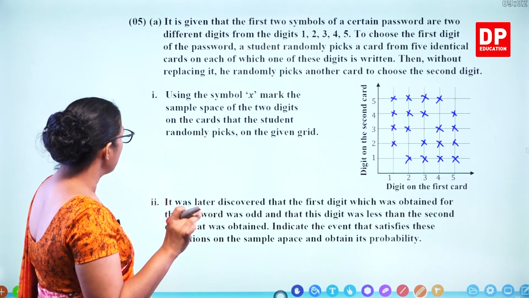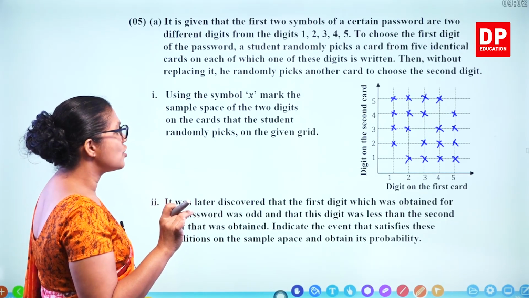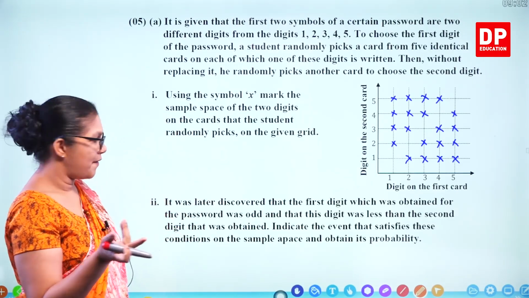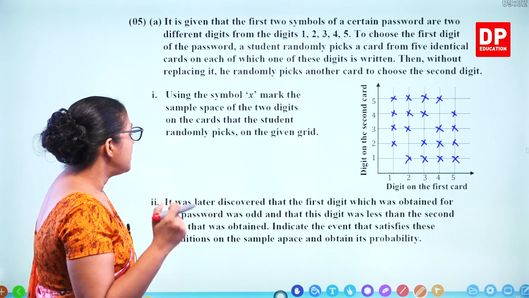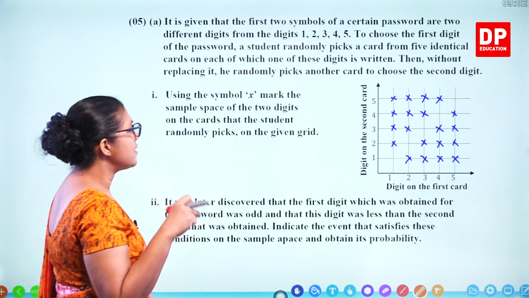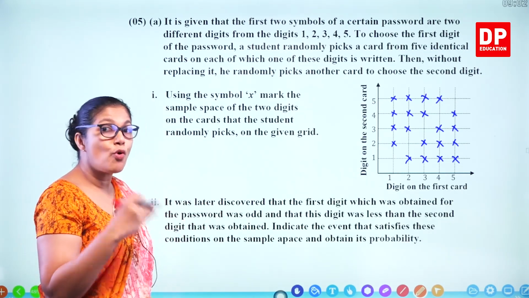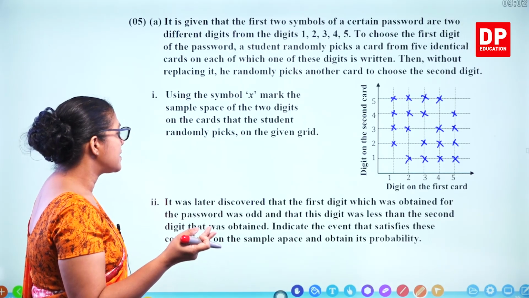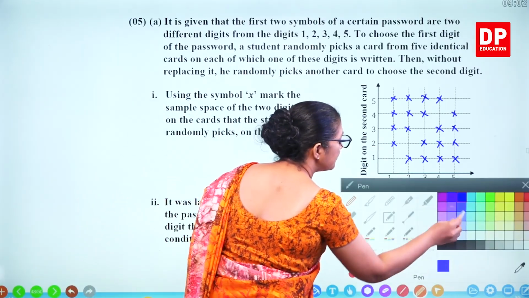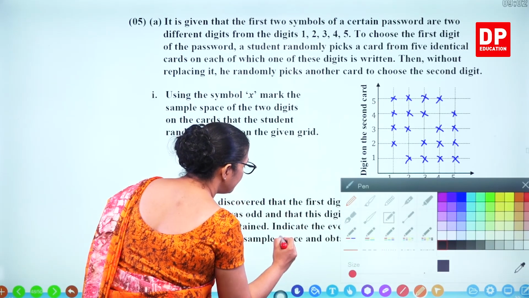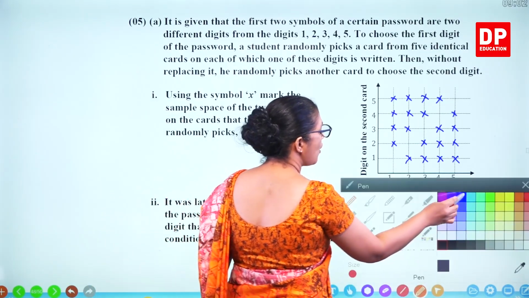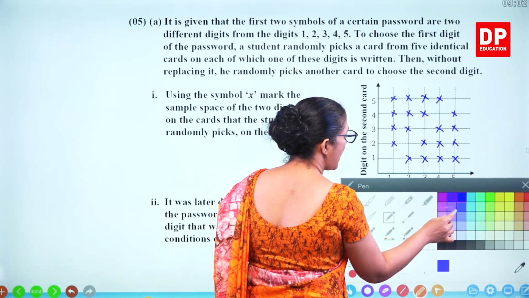And it says, it was later discovered that the first digit which was obtained for the password was odd. So 1, 3, 5. And that this digit was less than the second digit that was obtained. So this number is less. So that means the second digit is more than the first one. Indicate the event that satisfied these conditions on the sample space and obtain its probability. So how you find out the probability? First you need to decide what's the region.